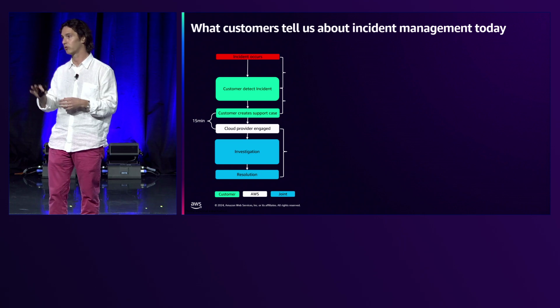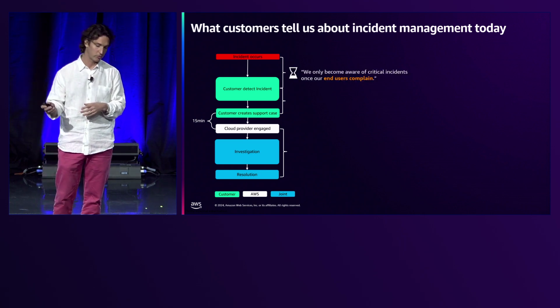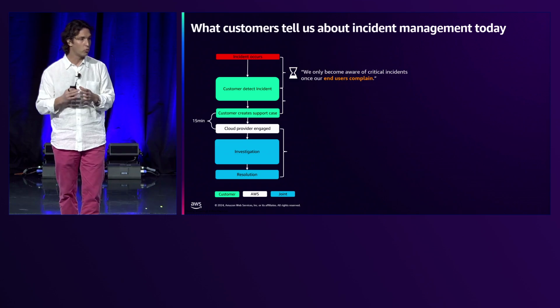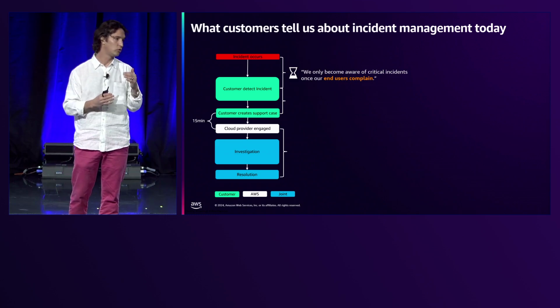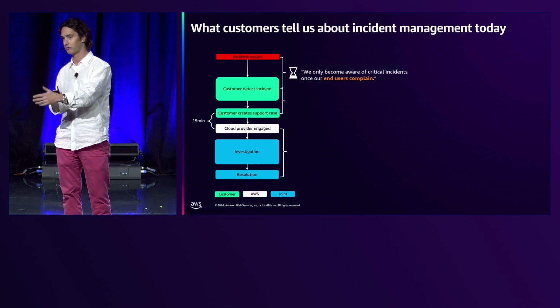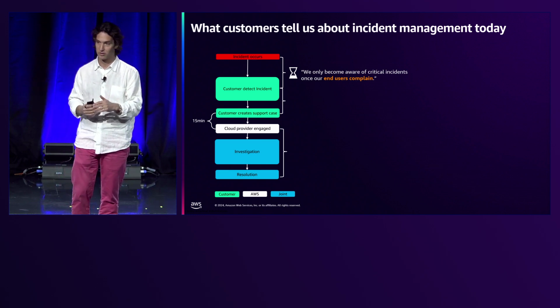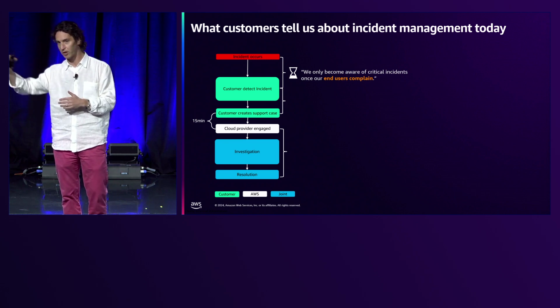So what customers like you are telling us is that you run into 3 major problems. Number one, in many cases, you don't actually see the problem until your end users tell you about it. And that's a problem whether you run on the cloud or you run on premises. It's just the feedback loop is coming from the end customer.